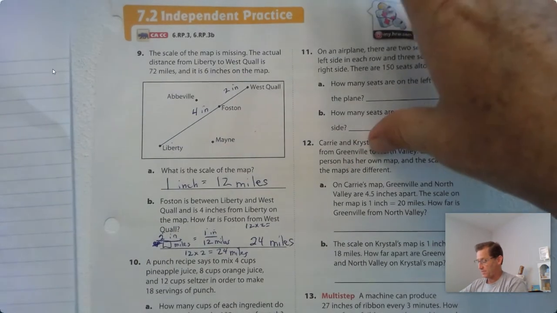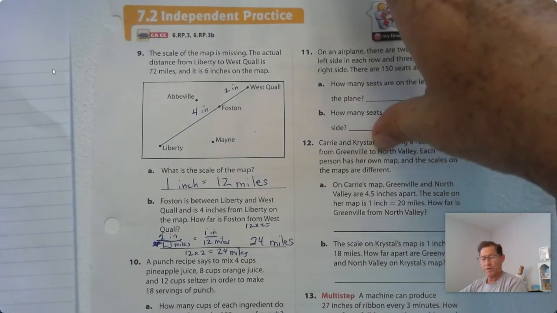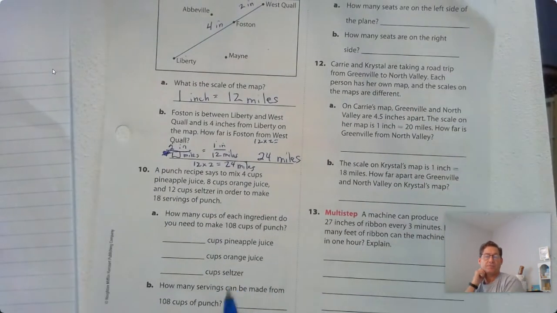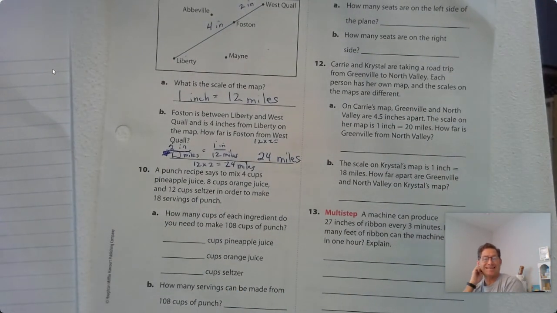All right, number 10. A punch recipe says to mix 4 cups of pineapple juice, 8 cups of orange juice, and 12 cups of seltzer in order to make 18 servings of punch. All right, so how many cups of each ingredient do you need to make 108 cups of punch?